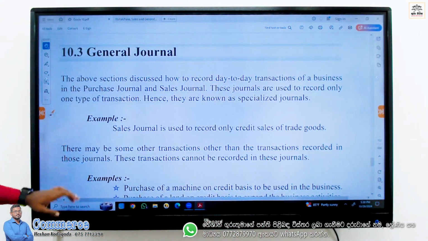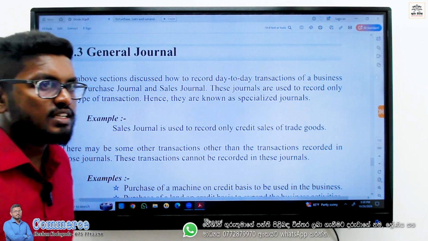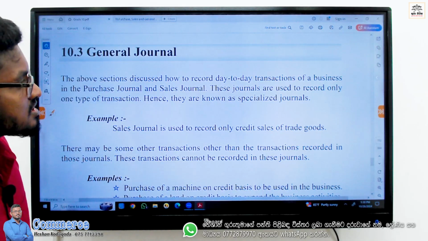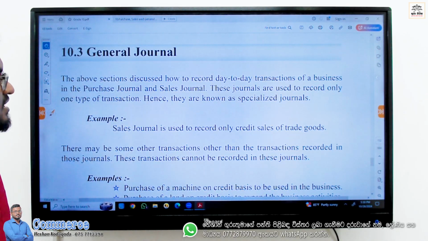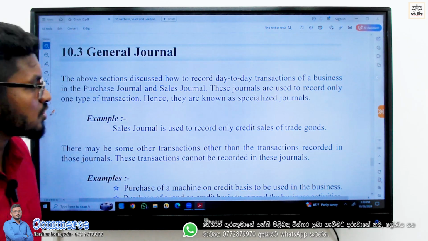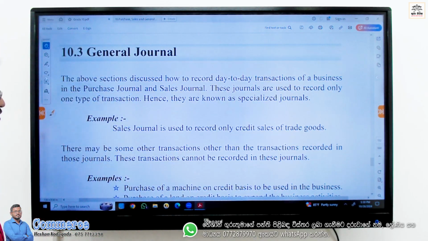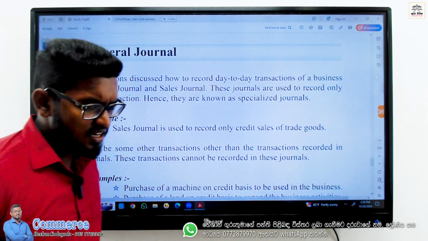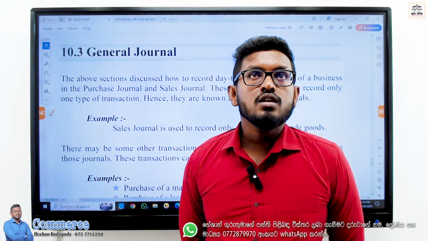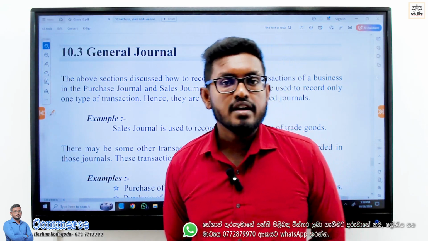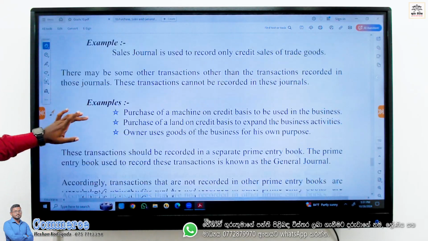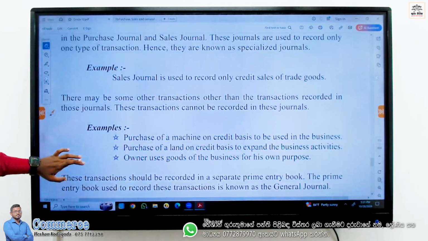Okay, let's read. The above section discussed how to record day-to-day transactions of a business in the purchase journal and sales journal. These journals are used to record only one type of transaction. They are known as specialized journals, right? Purchase journal and sales journal are specialized journals. We record specialized transactions, credit basis purchases and credit basis sales, like in textbook page number 142.